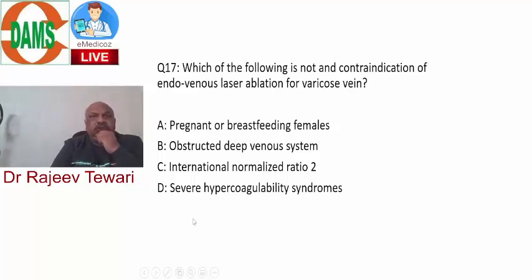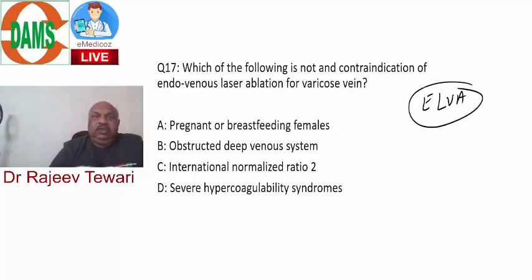Which of the following is not a contraindication of endovenous laser ablation for varicose vein? Endovenous laser ablation, called EVLA, endo venous laser ablation, is contraindicated in pregnant or breastfeeding female? Yes. Obstructed. When there's a deep vein obstruction, only superficial means patent, you cannot afford to block both. So it's a contraindication.